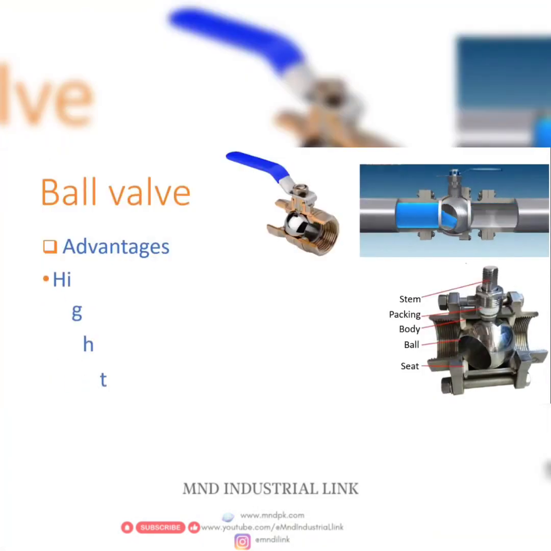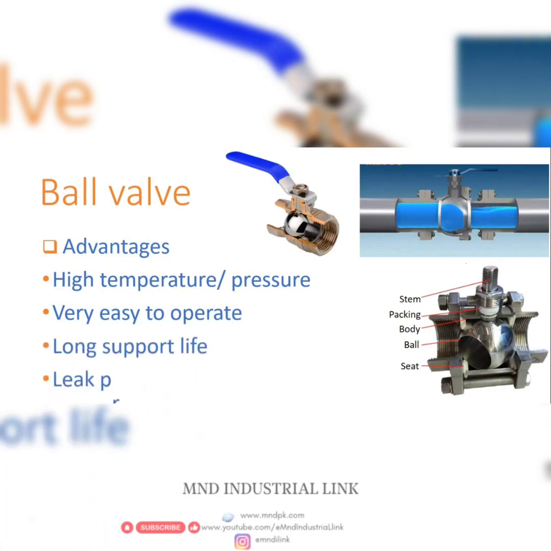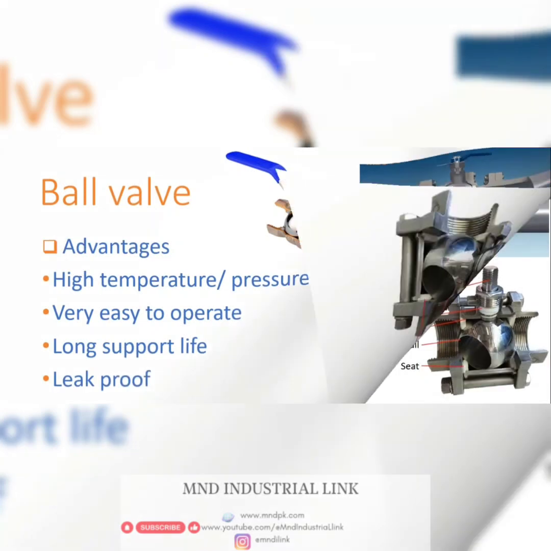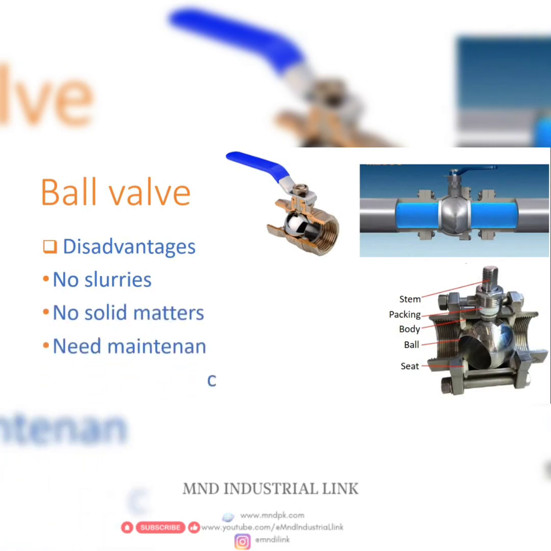Advantages: it deals with high temperature and high pressure applications. The ball valve is very easy to operate, so it can operate quickly. Usually it gives long service life and leak-proof service. Disadvantages: the ball valve is not suitable for slurries. Also, solid matter can damage the sealing surfaces. This happens due to its dead space. And the ball valve needs proper maintenance.